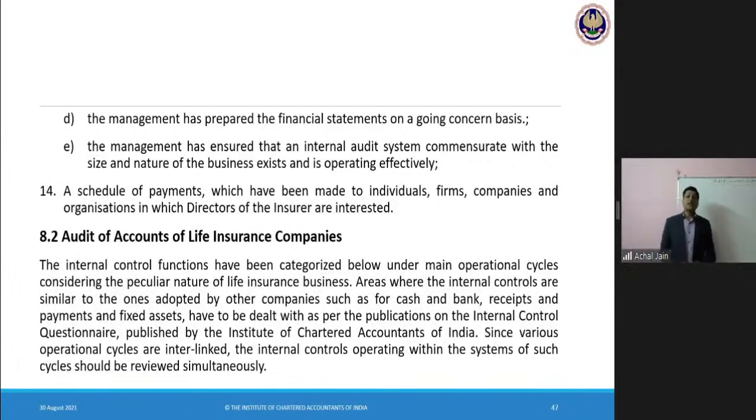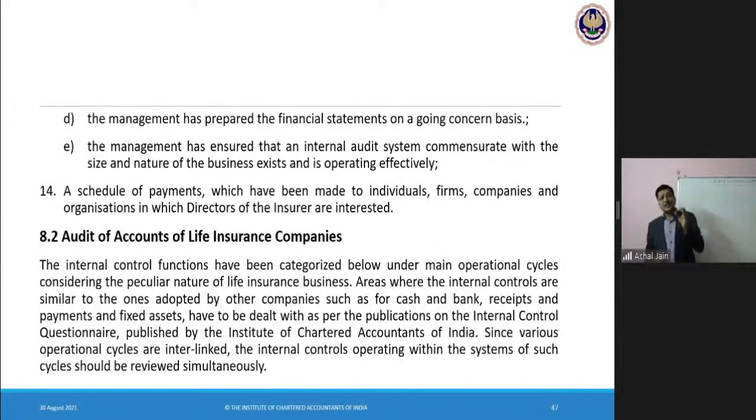Now, this internal audit system is not necessarily required to be an in-house system. No, this can also be outsourced to a third party. That means we can have an external internal auditor, or it can be the internal audit department of the company. Both ways it's acceptable.